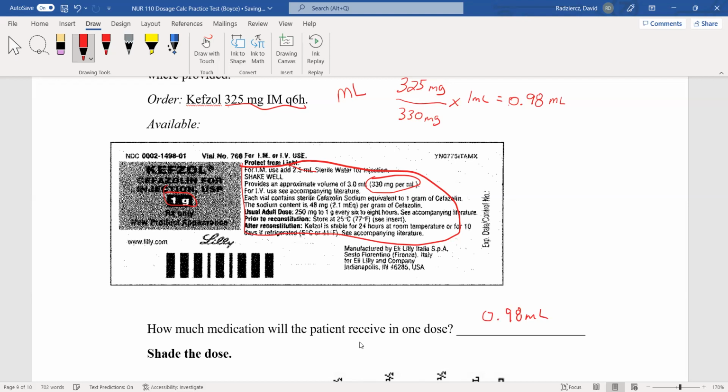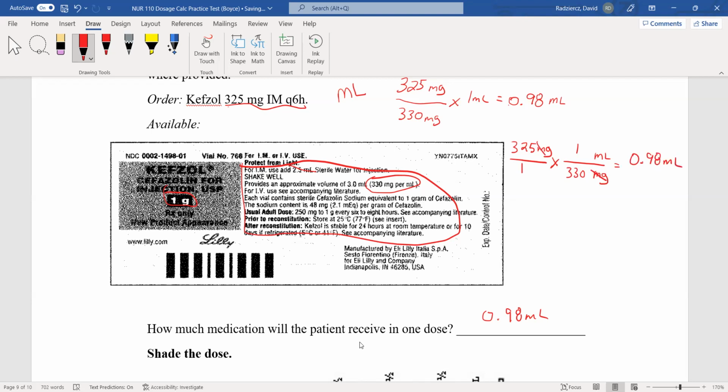for the order given this. If you're doing dimensional analysis, you would pretty much set it up the same way, except you would take your 325 milligrams over 1. Then you would set this next to your conversion. You don't want milligrams, you do want milliliters: 1 milliliter per 330 milligrams. You know you did it right because you can cross these out and you're going to get the same answer, 0.98 milliliters.